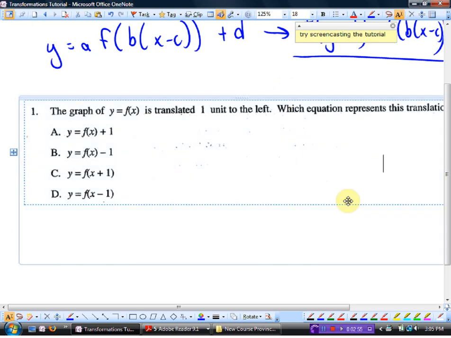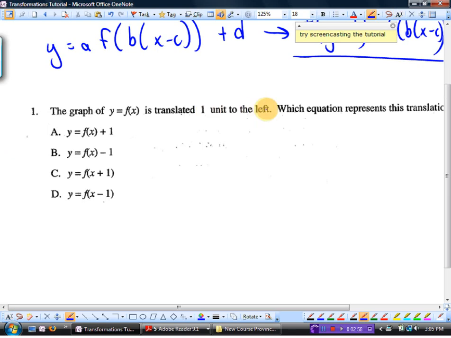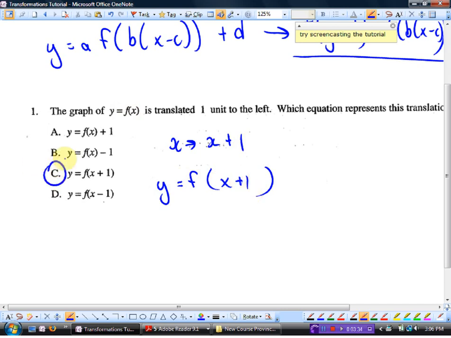We thought in terms of replacements. First of all, if you're translating to the left, is that horizontal or vertical? Horizontal, that means you're replacing x with something. And what are you replacing? Well, if you want to move one left, what you're really doing is replacing x with x plus 1. Everything is backwards. One left, in the negative direction, meant replacing x with x plus 1. So if my original equation was y equals f of x, that would become y equals f of x plus 1, and now the answer is clearly C. Everything is backwards.